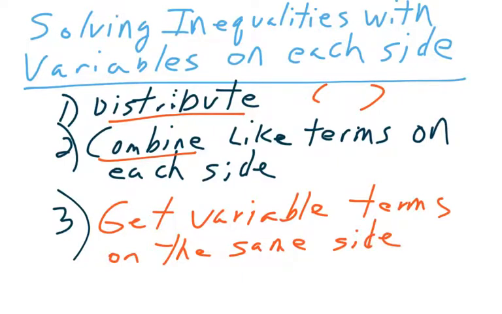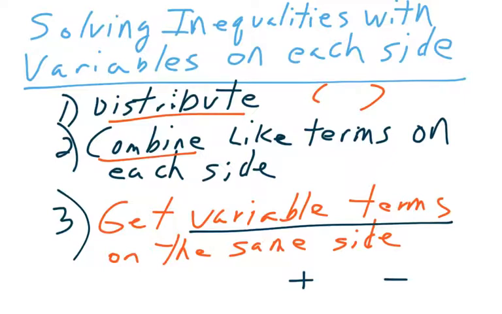So you want to get your variable terms on the same side. The reason you want to get your variable terms on the same side is so you can combine them into one term, and then you could get that variable by itself eventually, okay? So you want to get your variable terms on the same side, and you're going to use addition or subtraction to get your variable terms on the same side.